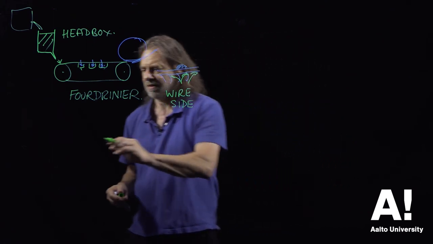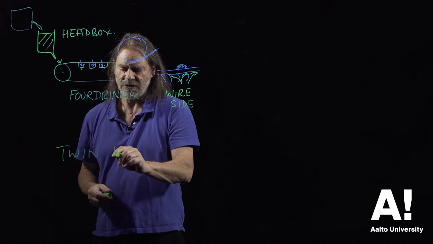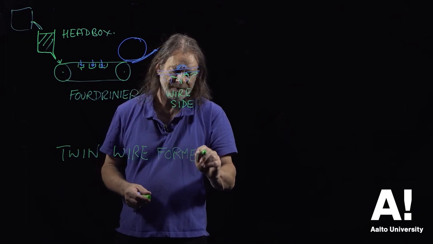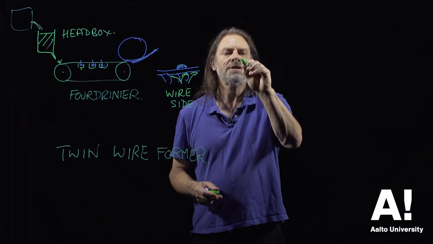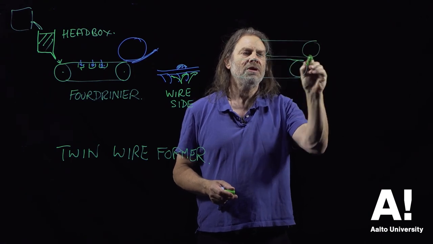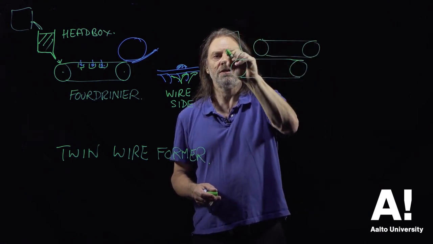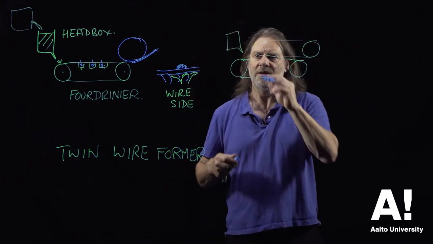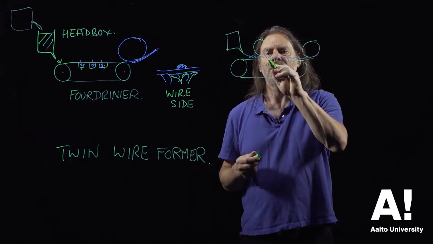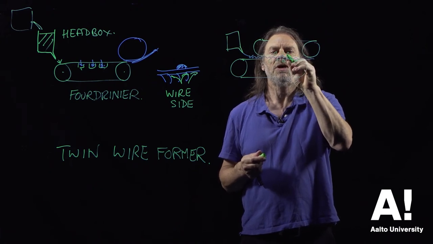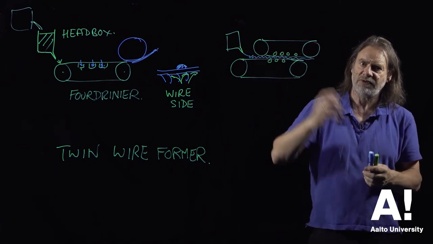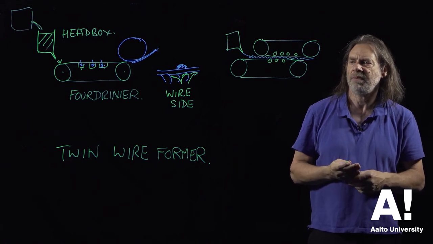So because of that, the industry introduced a new type of machine, which was called a twin wire former. And the twin wire former is essentially the same as a Fourdrinier. We have two of these rotating wire screens, and we apply a pulp slurry here, which is now squeezed between the two wires of the twin wire former. So we have little rollers which we apply pressure to, and because we're applying pressure, we can apply more than one atmosphere. So this is a much more effective way of dewatering the paper web.